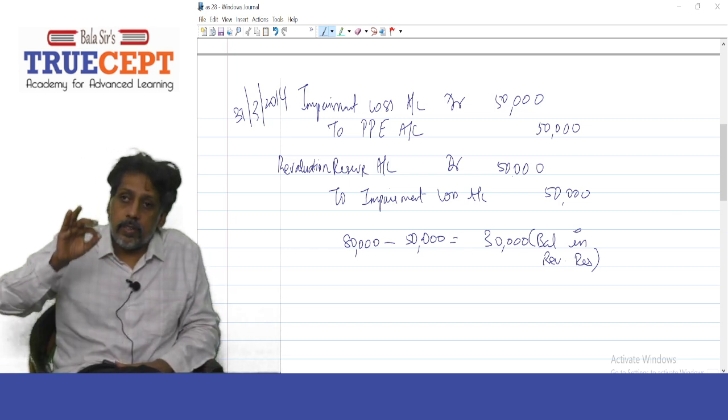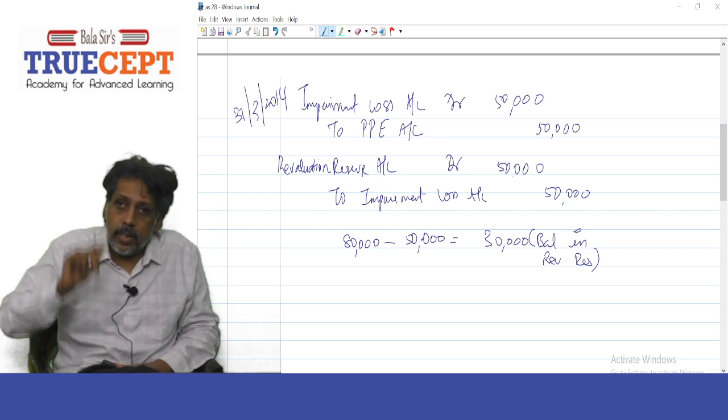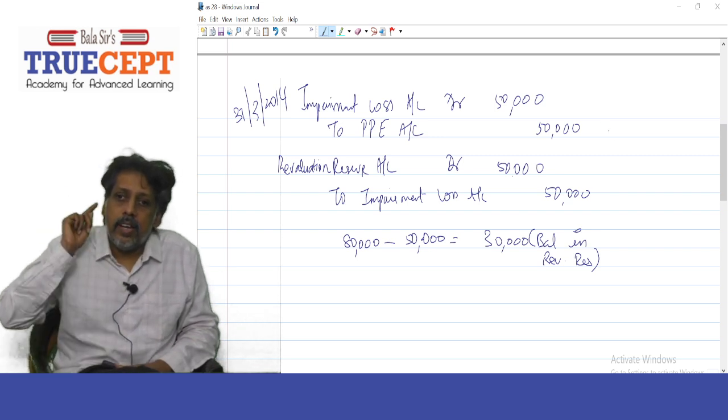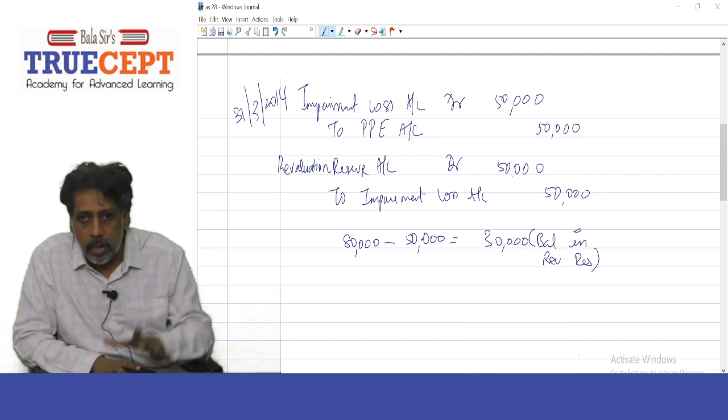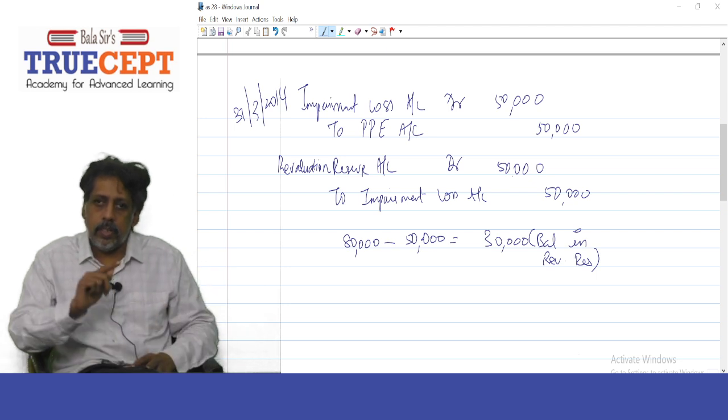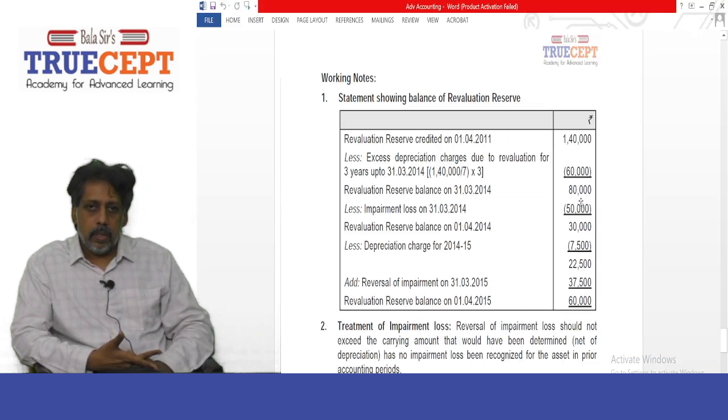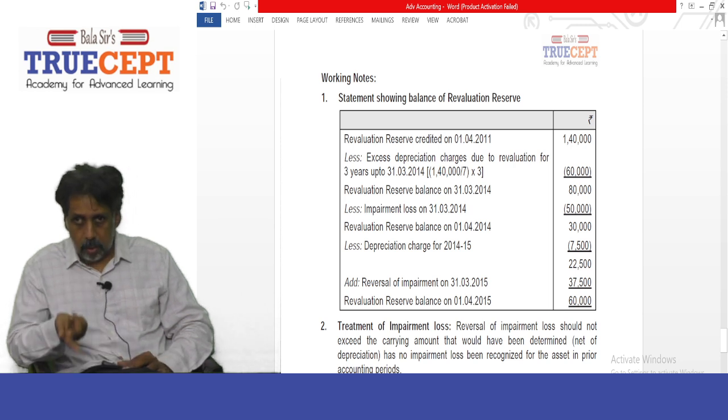30,000 is the balance in your revaluation reserve account as on 31/3/14 after writing off the impairment loss. I repeat, as on 31/3/14, this is the balance, 30,000. Next, they also did the same, sir. After subtracting 50,000, the reserve balance is 30,000. Next, less depreciation charge for the year 2014-15, 7,000.